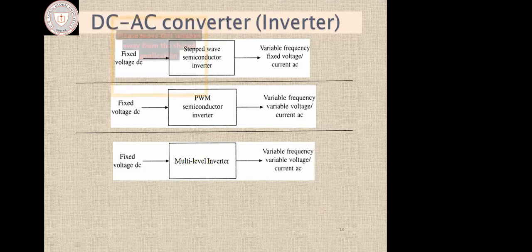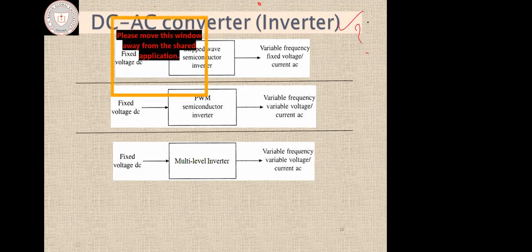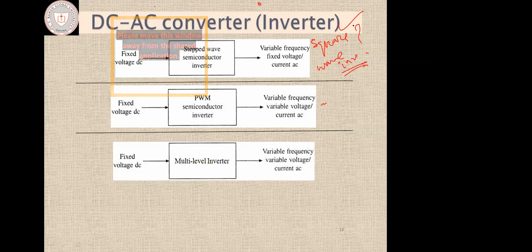So now we are stepping to the inverter side. In the DC to AC converter side, what all do we have in store? I think it's a bit of a messy thing. So for this, we can go for a simple plain square wave inverter. Is it not so? The earlier ones which we used to have at 15,000 rupees approx: fixed voltage DC, stepped wave, semiconductor inverter, that would provide us a fixed amount of AC.